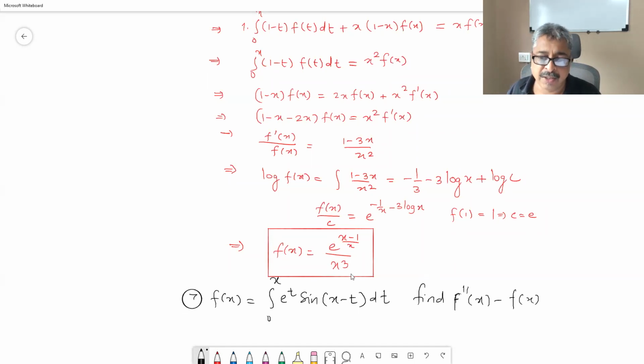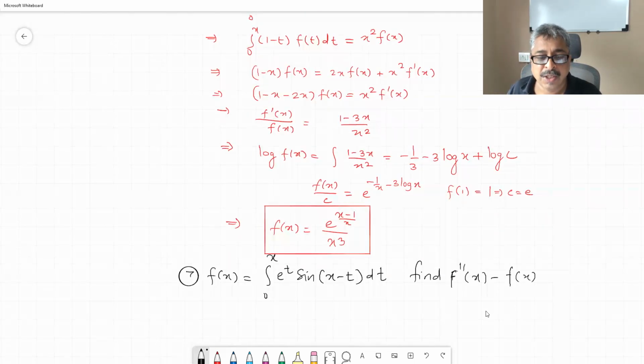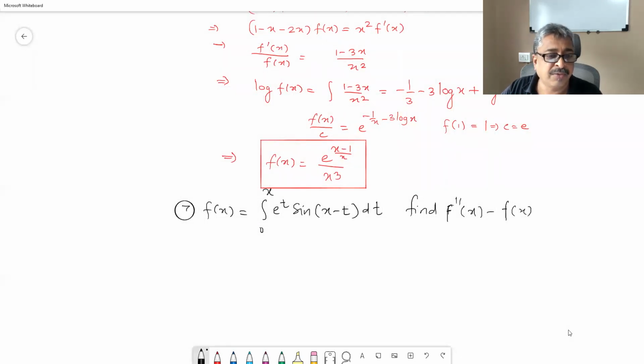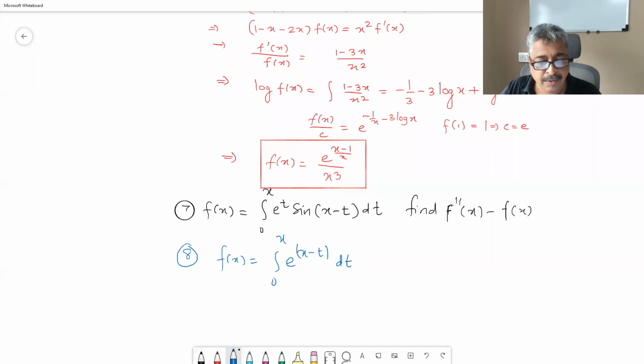But I want a little easier one to solve before this. Therefore, you solve the 8th problem first, which I will write here now, the 8th problem in blue. F of x is equal to integral 0 to x e raised to (x minus t) dt. Find f dash of x minus f of x equals. Do the 8th problem first. We will write the solution of that and then we will do problem 7.